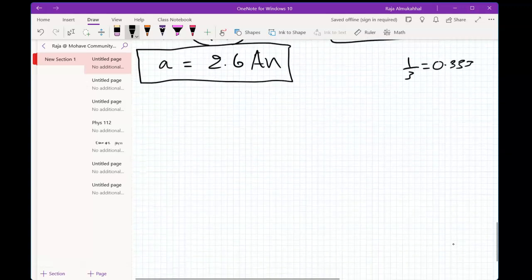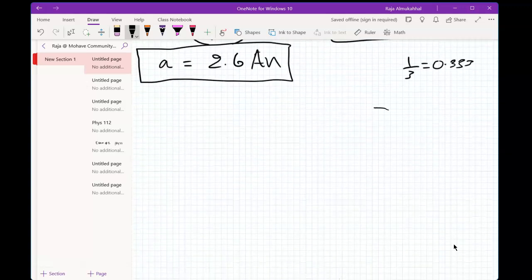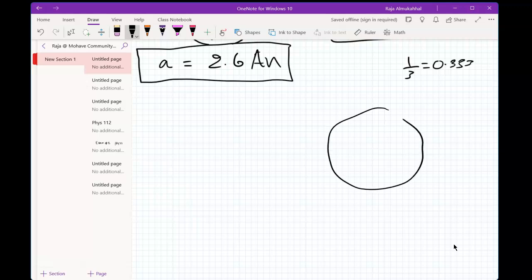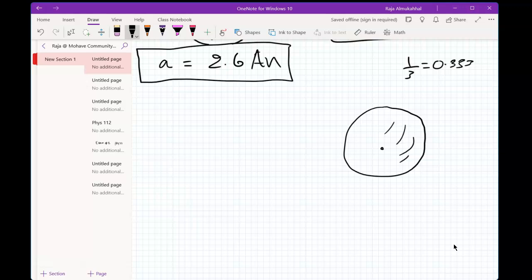Another example. Let's say, for example, I have a sphere, a ball. Let's say the radius of the sphere is big R. We're talking geometry here, okay? And I want to know what is the volume of the sphere.